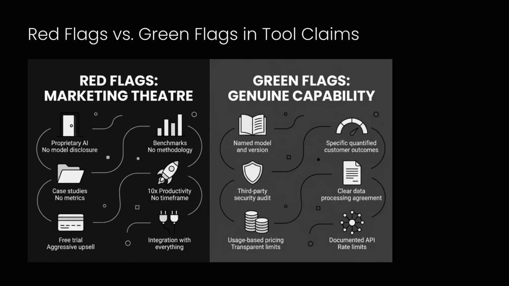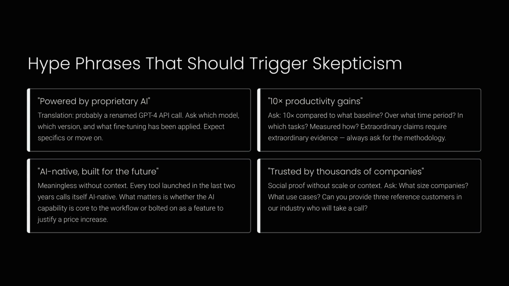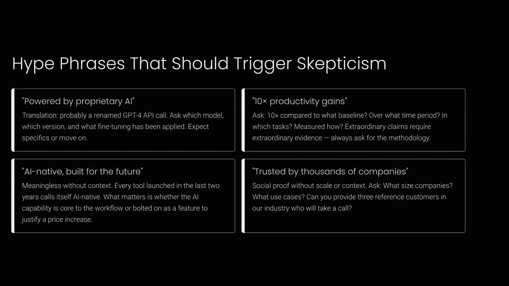Knowing what to look for can save you significant time and protect your team from adopting solutions that aren't actually built for professional use. Some common hype phrases to watch for include proprietary AI, which often masks a basic API call, or 10x productivity gains, which almost never comes with a verified methodology. Similarly, terms like AI native or trusted by thousands are often meaningless without specific context or proof. Always ask for the evidence.